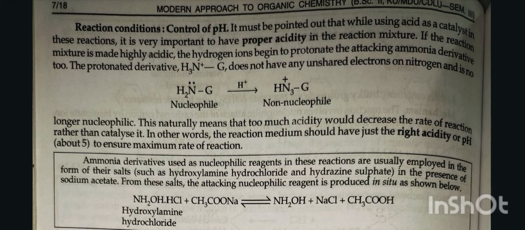Reaction conditions. Control of pH. It must be pointed out that while using acid as a catalyst in these reactions, it is very important to have proper acidity in the reaction mixture. If the reaction mixture is made highly acidic, the hydrogen ion will begin to protonate the attacking ammonia derivatives too.